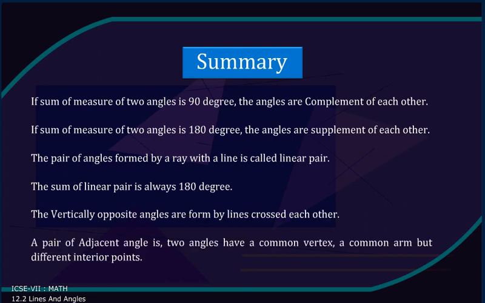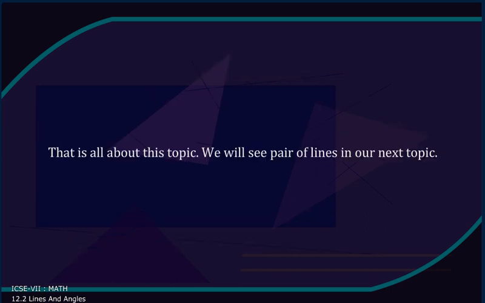The vertically opposite angles are formed by lines crossing each other. A pair of adjacent angles is two angles that have a common vertex, a common arm, but different interior points. So that is all about this topic. We will see pair of lines in our next topic.